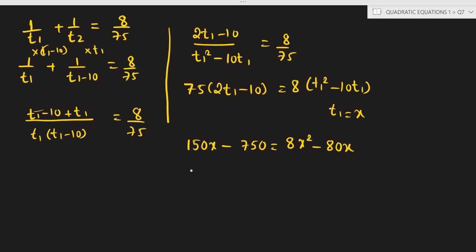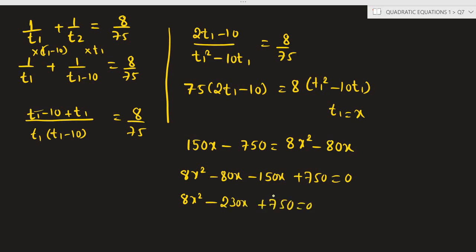To take everything to the right hand side, what happens? 8x square minus 80x minus 150x plus 750 is equal to 0. 8x square minus 230x plus 750 is equal to 0. Take 2 common, dividing the whole equation by 2, we get 4x square minus 115x plus 375 is equal to 0. So let us solve this equation now.